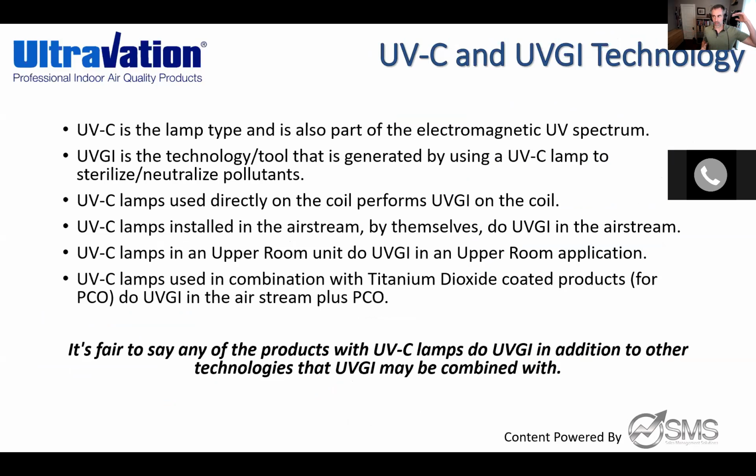Long story short, UVC and UVGI are your two key words. UVC is the lamp type, the most dangerous section of the electromagnetic spectrum. And when you take products using UVC lamps and put them into an HVAC application, you're applying UVGI technology. If I'm putting it on the coil, great, I'm putting UVGI technology on the coil. If I'm dealing with an in-duct supply or large commercial ductwork supplying a restaurant or a movie theater, great, I'm applying UVGI technology into the air stream.